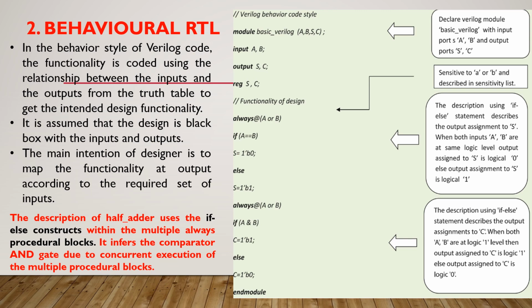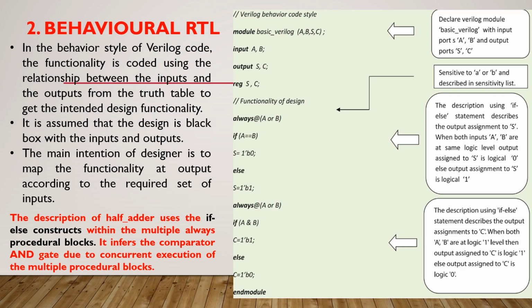Register means the sum as well as the carry has to hold the data, right? So we have to declare the sum as well as the carry as a register. Then it will start with the always block, always at A or B. A or B here is nothing but the sensitivity list. So if there is any change in the input A or B, immediately the statements inside the always block have to start to execute.